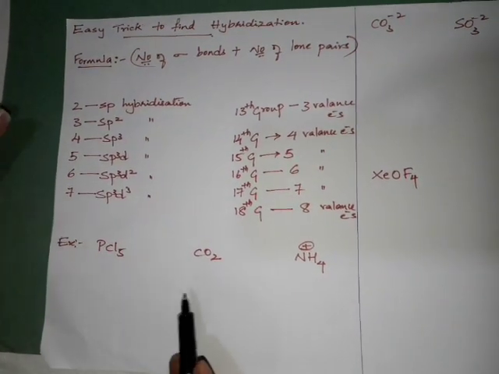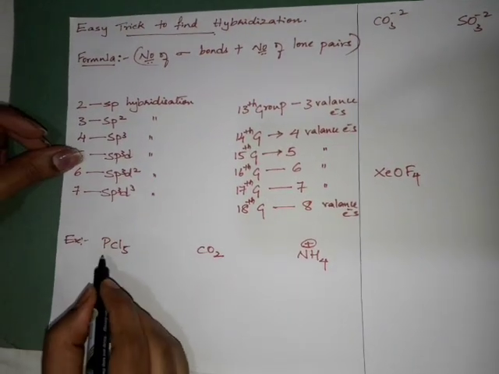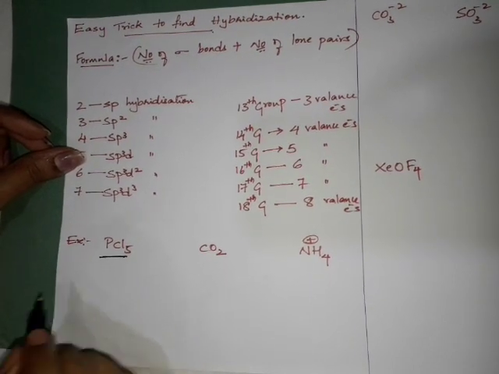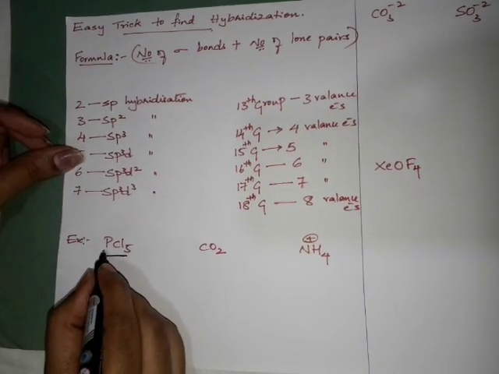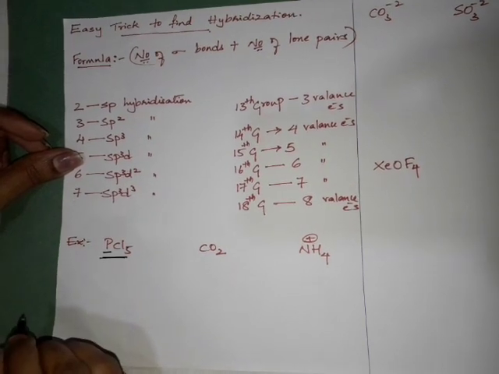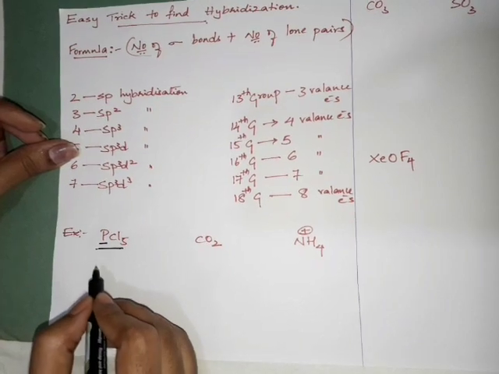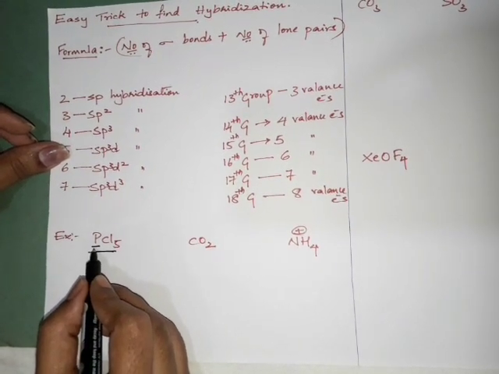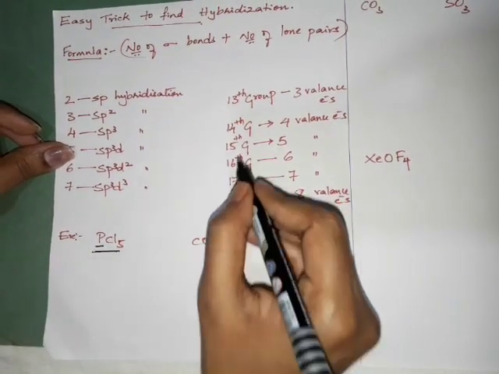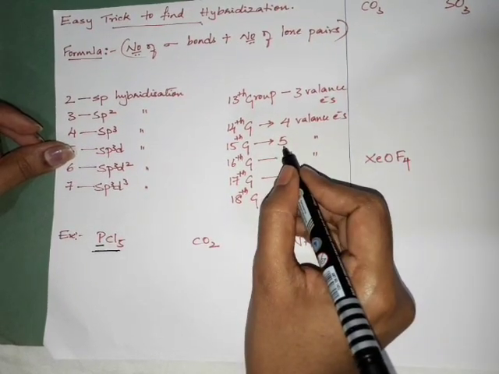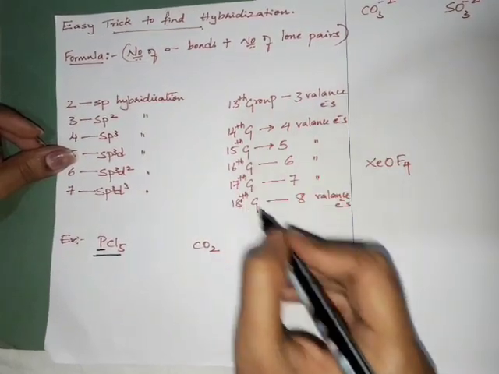And let us go for the example now. See, first and foremost, I am going for the molecule PCl5, and here phosphorus is the central atom, and you must know the number of valence electrons present in the central atom. See, phosphorus belongs to 15th group. So phosphorus has 5 valence electrons, and this idea you should have, children.